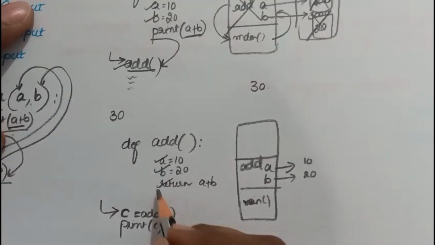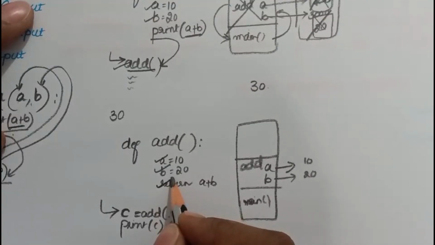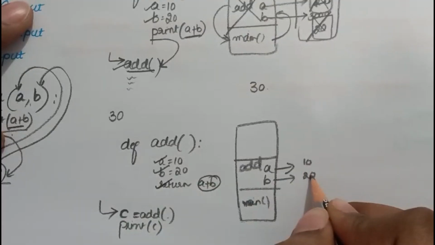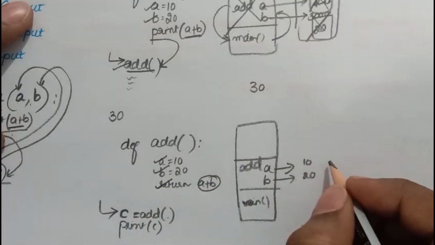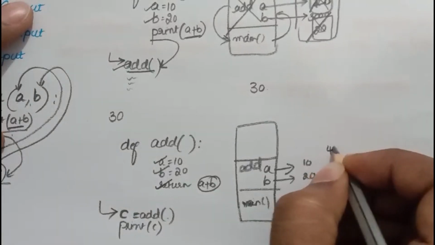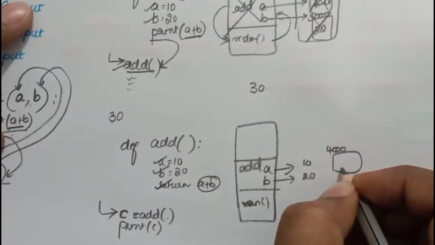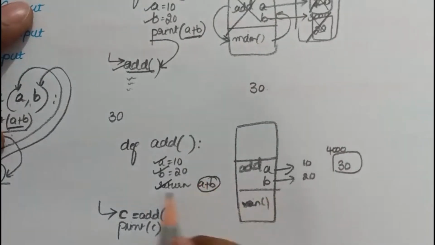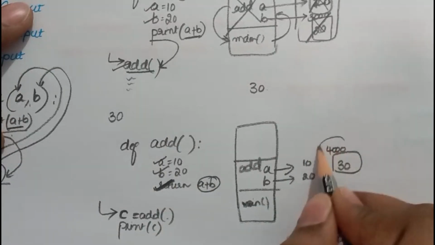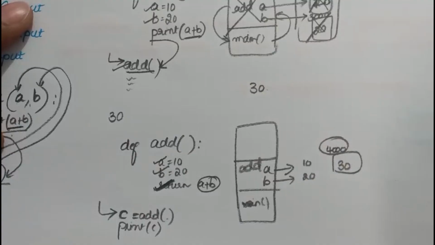And the third statement is a return. What should we return? The sum of a and b. The sum of 10 plus 20 is 30. Let's say it is stored at some memory location. For sure, the output of any arithmetic operation will be stored in one random memory location. Let's say at address 4000, the value of a plus b is stored and that is 30. Now we have to return that value. We don't directly return the value 30. Instead we return the value 4000.